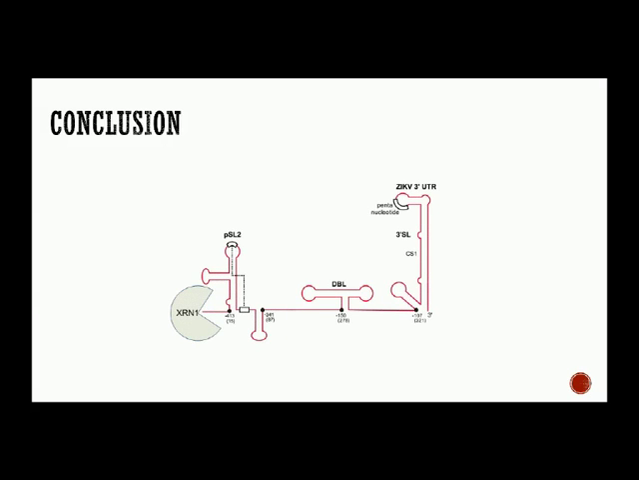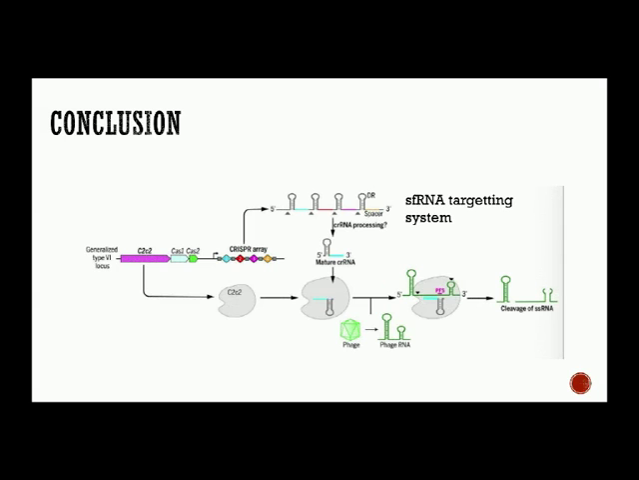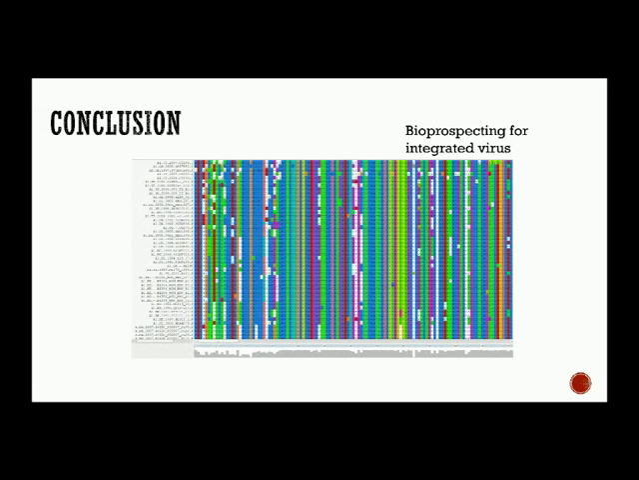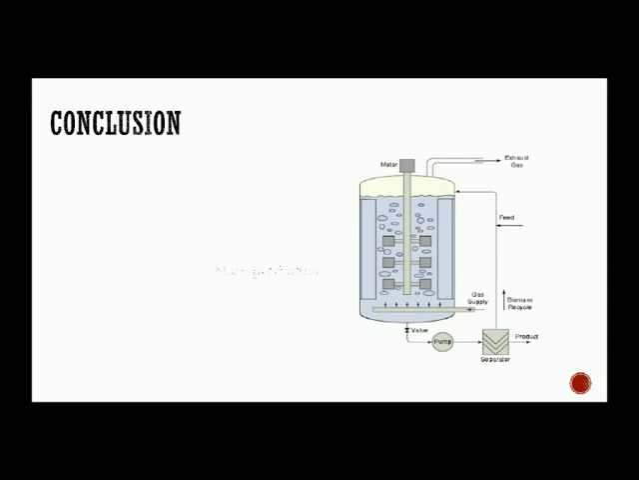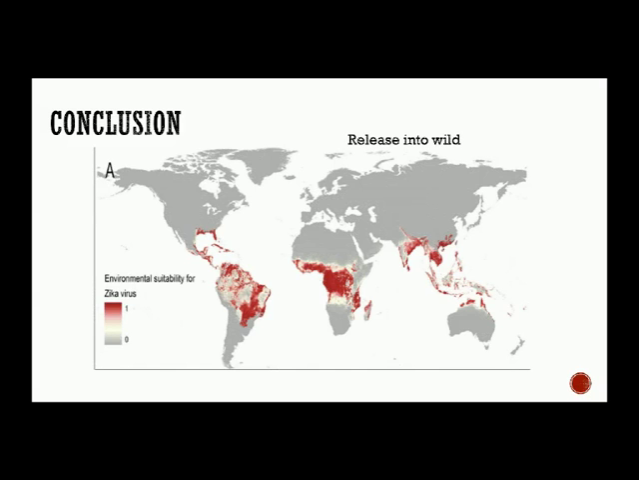Finally, we will recap our experimental procedure. First, we began by searching for a Zika-specific target, sfRNA. Second, we found a system to target the sfRNA. Third, we searched for an integrated virus to transmit the Zika attack system into wild mosquitoes. Fourth, we inserted the Zika attack system into the integrated virus. Fifth, we mass-produced the virus. And sixth, we released it into the wild.